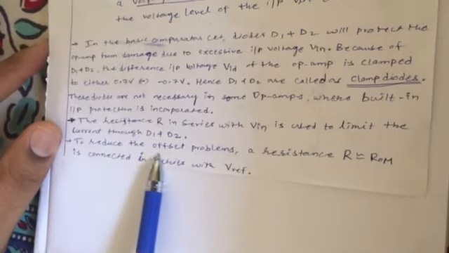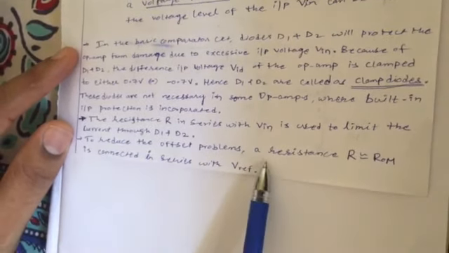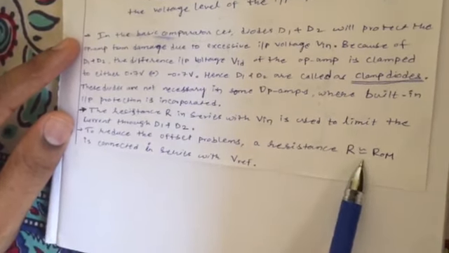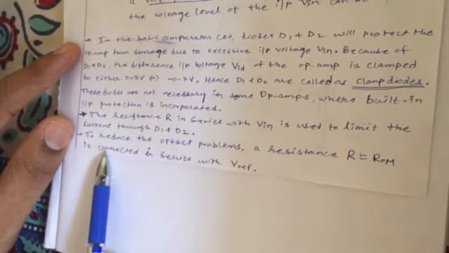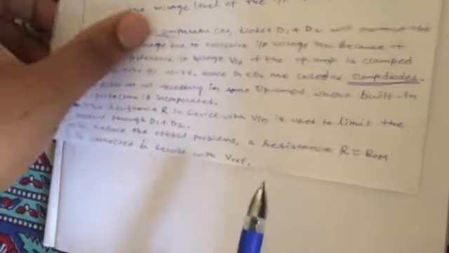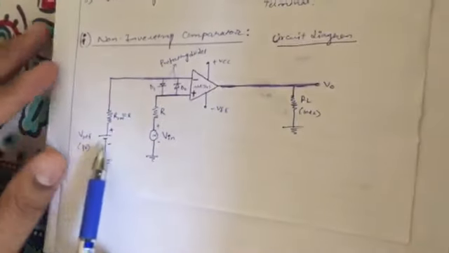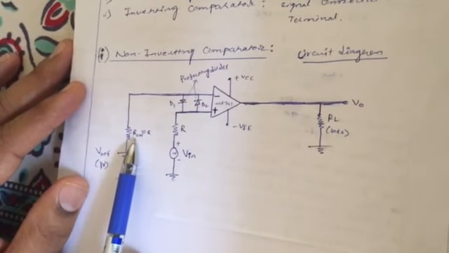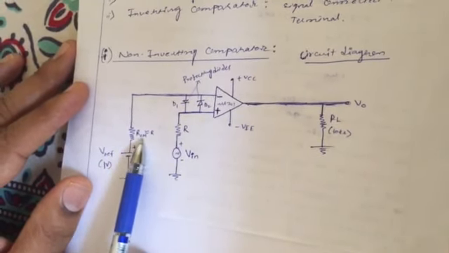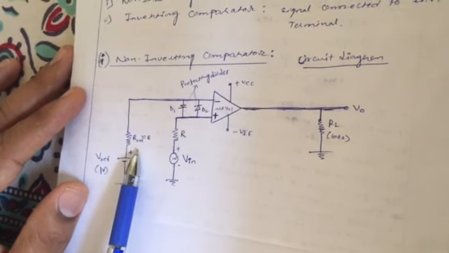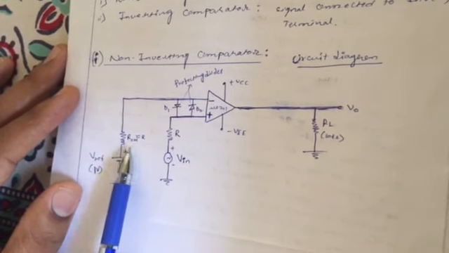Next, to reduce the offset problem, a resistance R approximately equal to ROM is connected in series with V reference. Meaning, students, ROM stands for offset minimizing resistor. So now the question arises: what is the meaning of offset voltage?